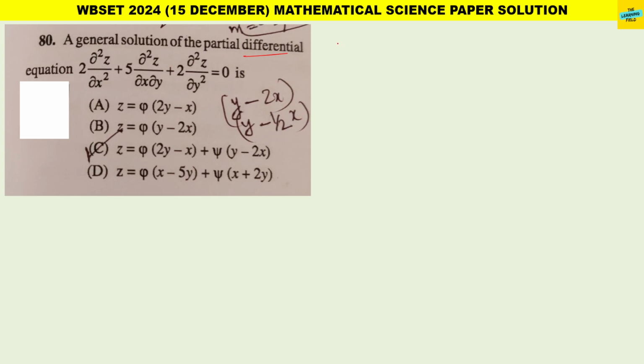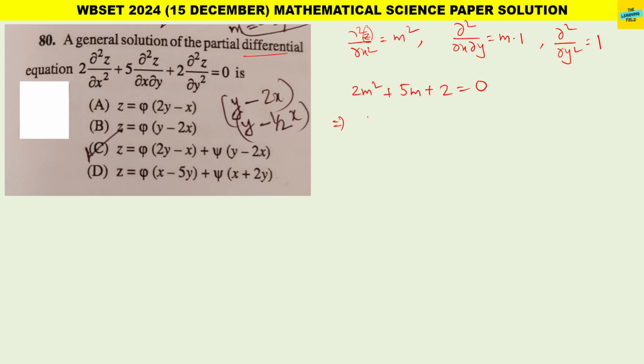So we first find the auxiliary equation by putting del 2 del x2 equal to m square, del 2 del x del y equal to m into 1, and del 2 del y2 equal to 1. So the auxiliary equation is 2m square plus 5m plus 2 equal to 0. Fine. So this implies 2m square plus 4m plus m plus 2 equal to 0.